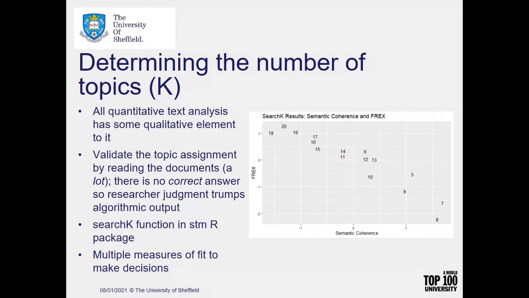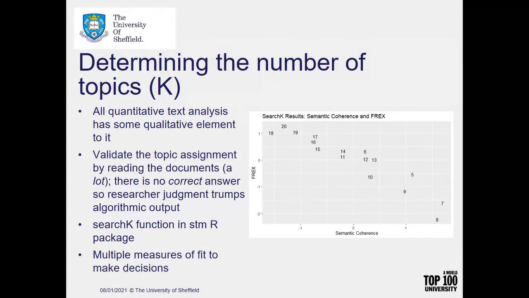In STM, there are a number of topics, K, which are pre-specified by the researcher. You have to run an STM and tell it, I want 10 topics, but it's then up to the researcher to determine whether this produces a sensible output. In this vein, it's important to remember that there's no correct number of topics, but there are certain things you can do to make an informed choice.